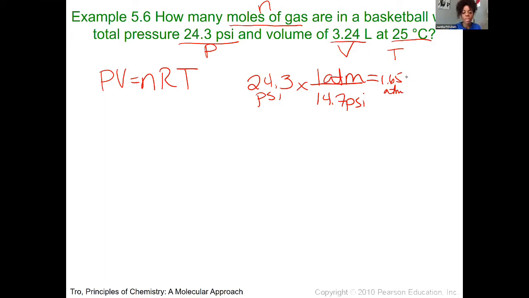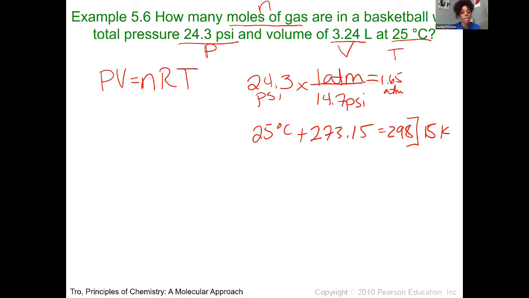And for our temperature unit, we would actually need to convert from Celsius to Kelvin. So we see that we're at 25 degrees Celsius. We would need to add 273.15 to get us to our Kelvin unit. And so that would give us 298.15 Kelvin. And again, we can drop off that 0.15 because of sig figs. And so that's what we're going to plug into our calculation.